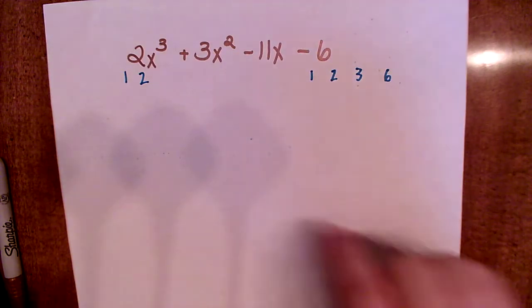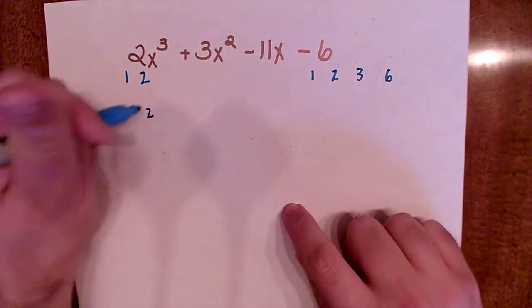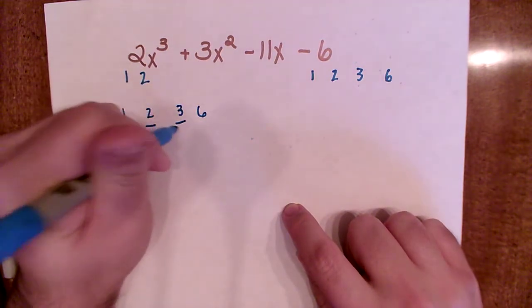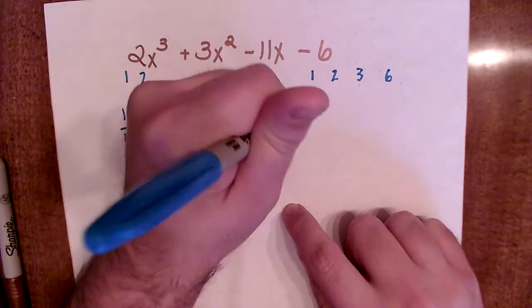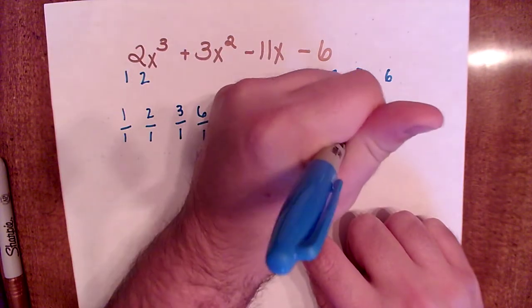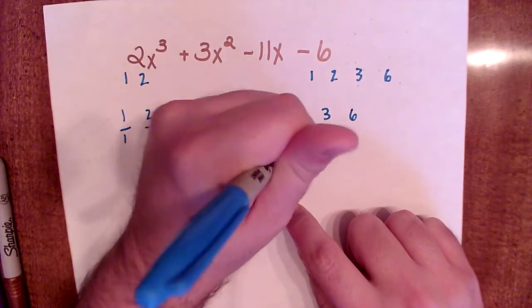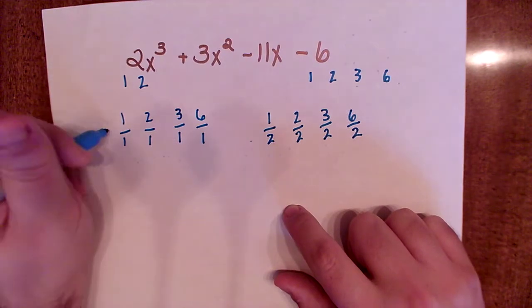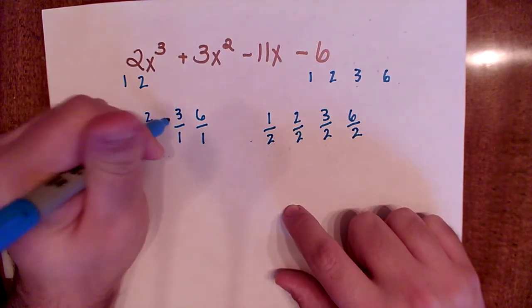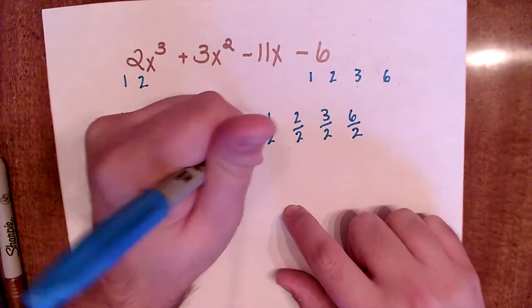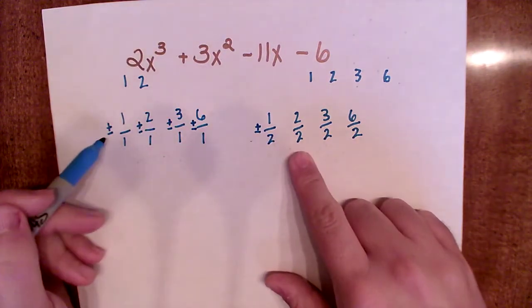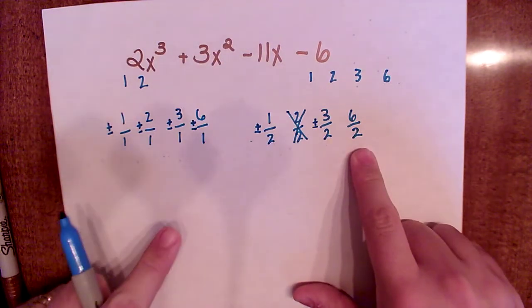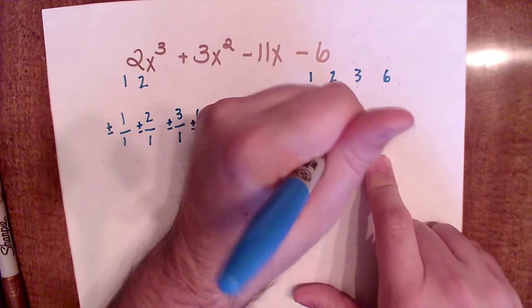So that would be 1, 2, 3, and 6 over 1, 1, 2, 3, and 6 over 2. These are all plus or minus. 1/2. This one is just 1, which is covered over here, plus or minus. And this one is 6 divided by 2, which is 3, which is covered over here.